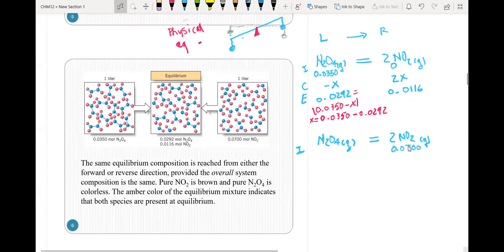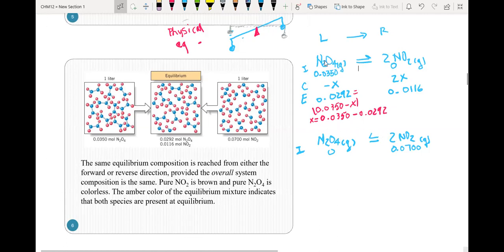Amount of NO2. Nothing here. So initially, there's nothing here, just here. Initially, the main reaction will be the reverse reaction. Here, initially, the main reaction will be the forward reaction, because this amount of this is there to make that one.